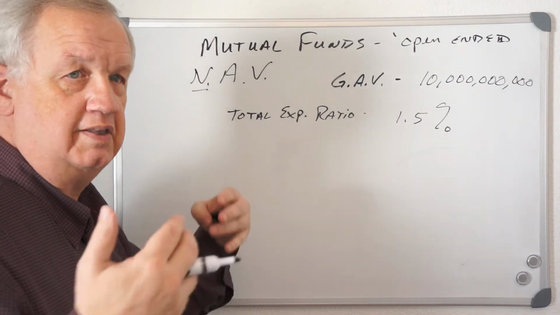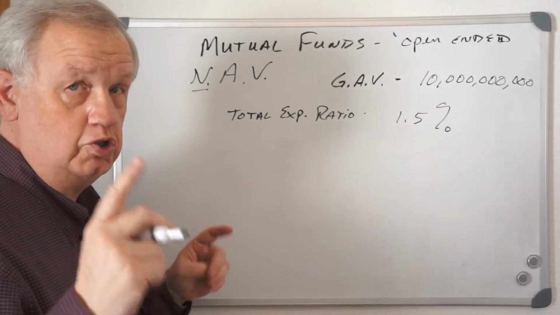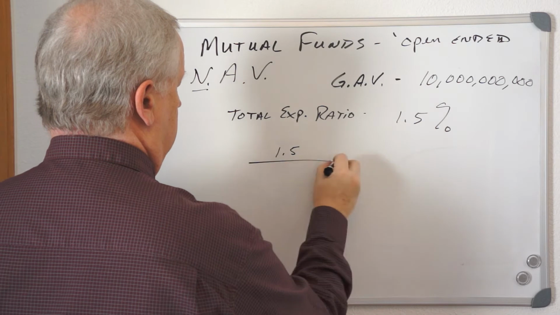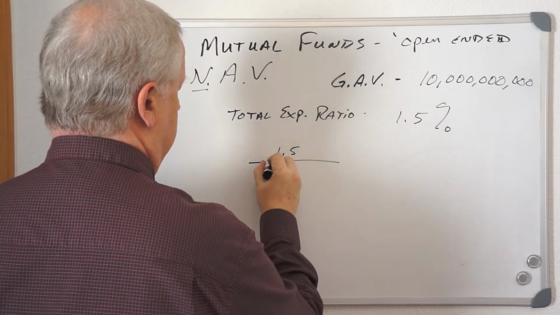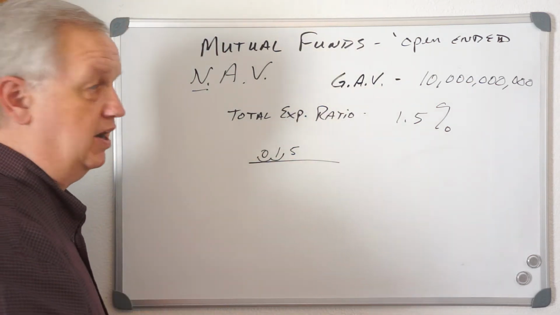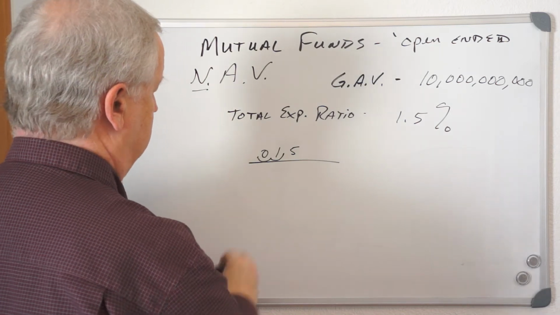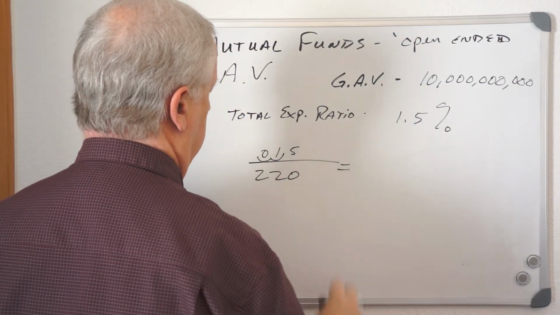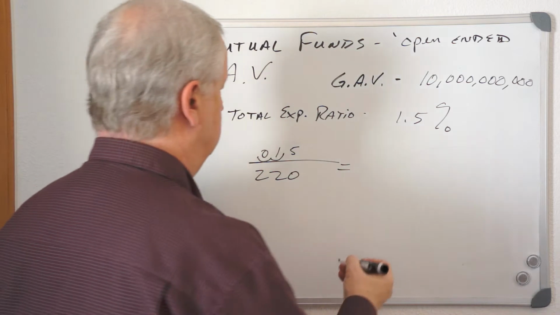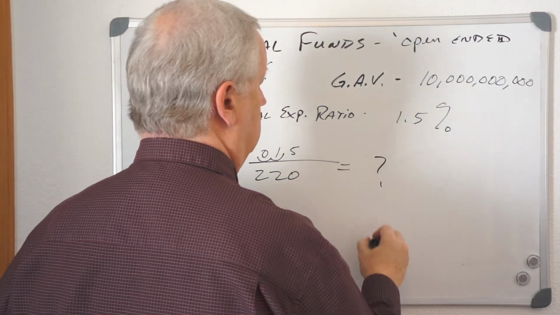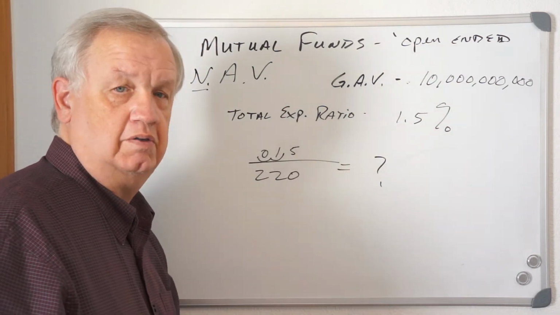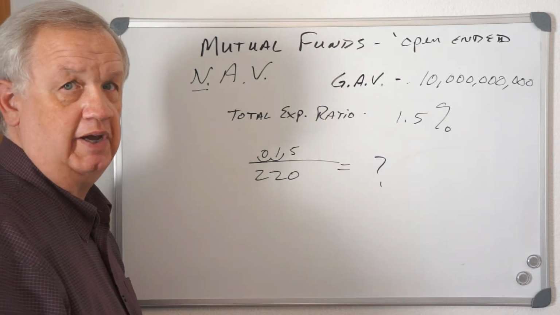And every day that there's a closing business day, there's typically 220 a year. 1.5. Turn that into a decimal, right? 0.015. And then divide that by 220. You'll get some ridiculously low number. And then what you're going to do is take that number and multiply it, every day the business closes, by $10 billion. And that's how much the mutual fund company makes.